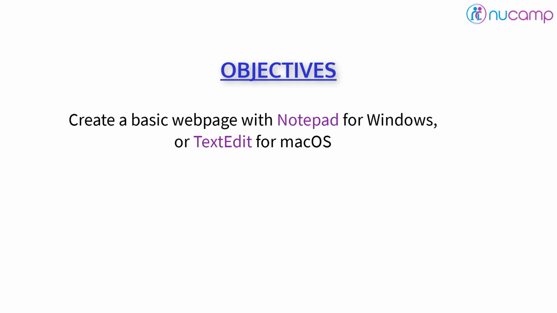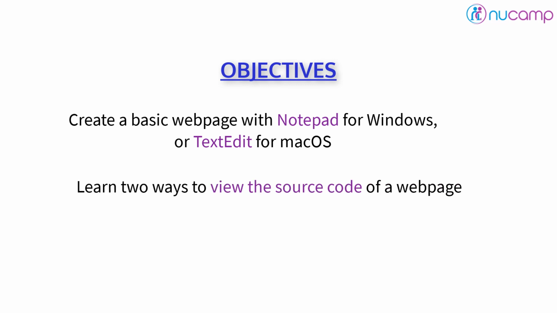In this exercise, we're going to create a very basic HTML page using just your operating system's built-in plain text editor, which will be either Notepad for Windows or TextEdit for macOS. This is just to get you over the initial intimidation factor of creating a web page. I'm also going to show you two different ways to look at the source code of a web page in your browser. Let's get started.